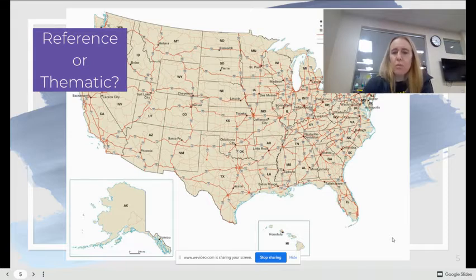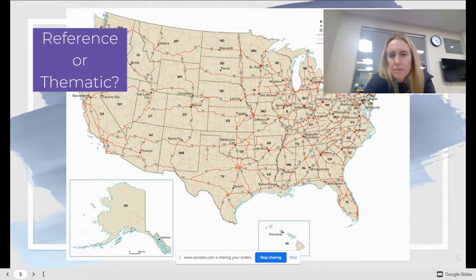So we are going to take a look at some maps, and just based on those definitions, we are going to try to decide if these are reference or thematic maps. And so the first one you see here is a map of the United States. It is a map of highways. So we're taking a look at, for example, I-35, which runs from Duluth all the way down to, I think, Austin, if not further, maybe Dallas. And you are looking at major highways, other major roads, principal roads.